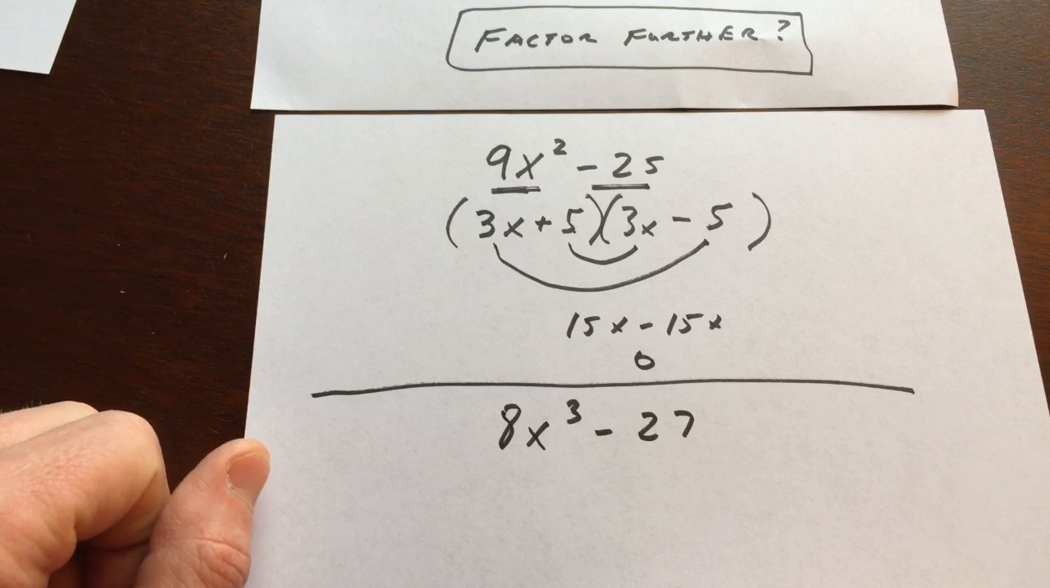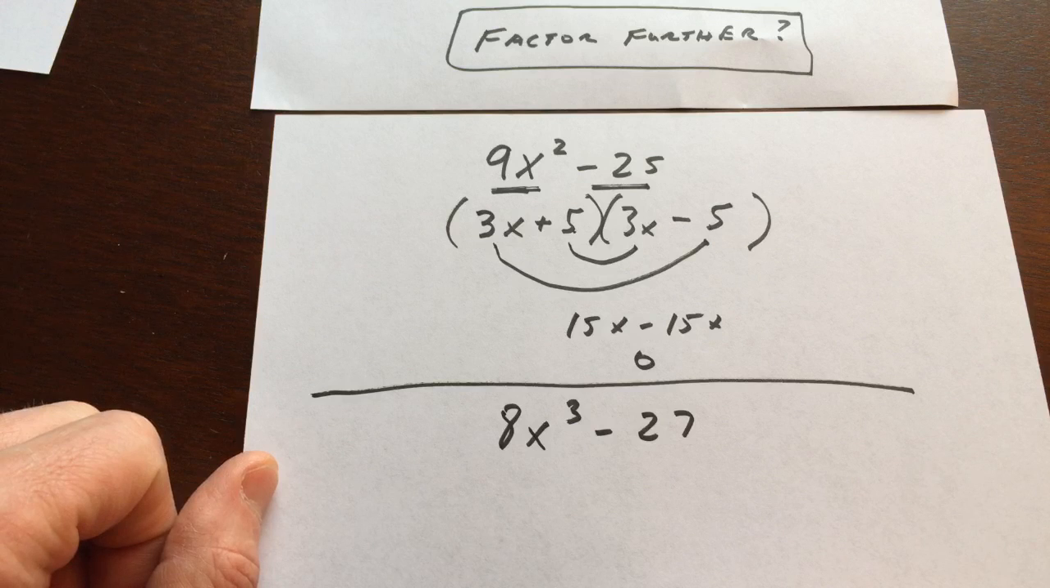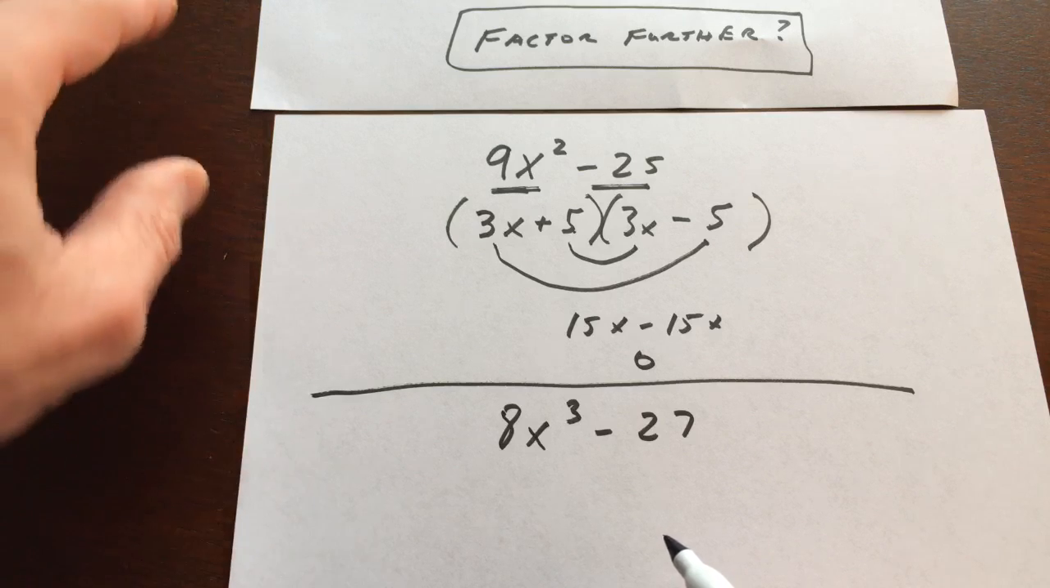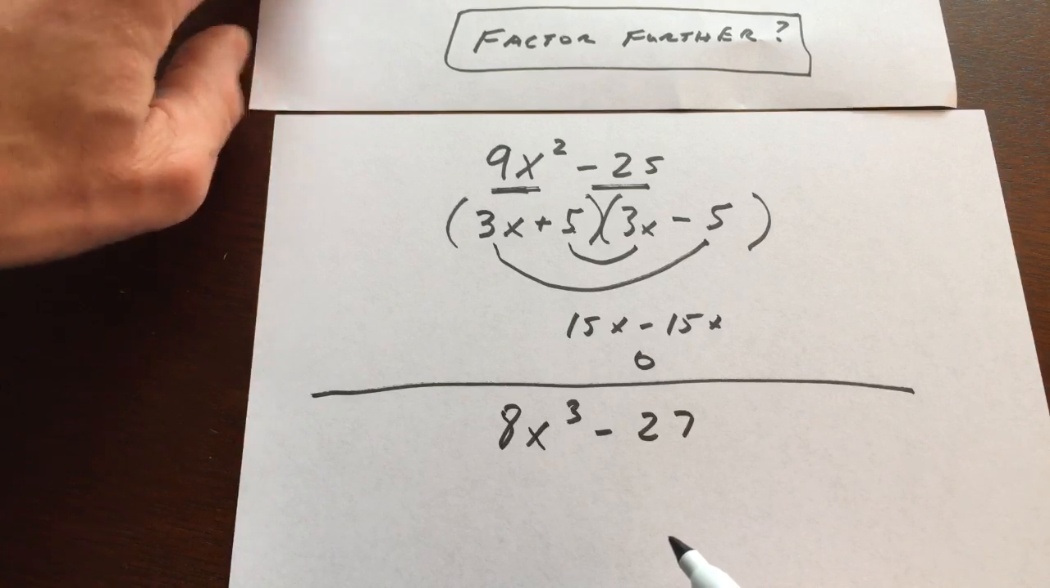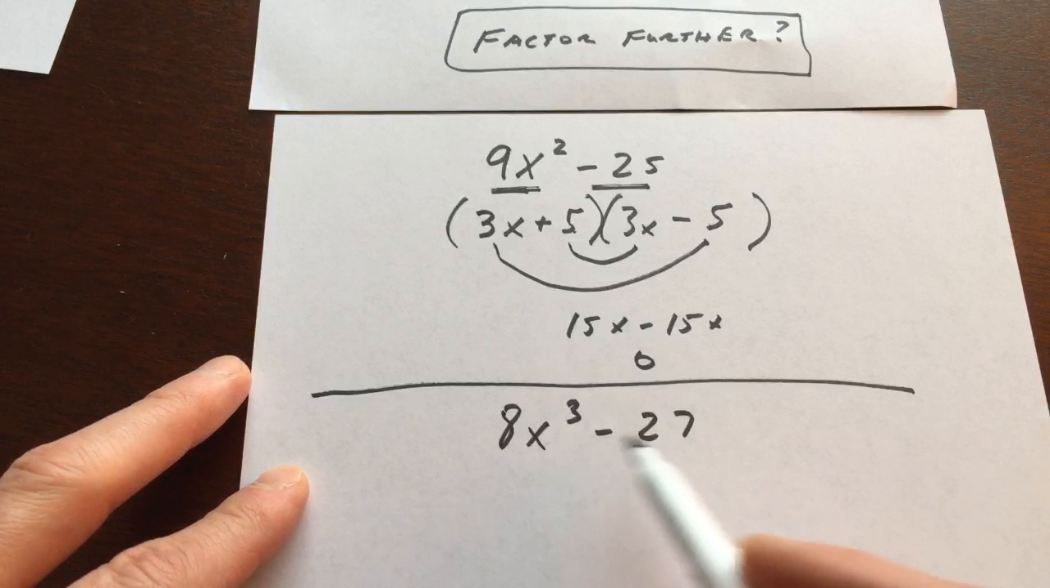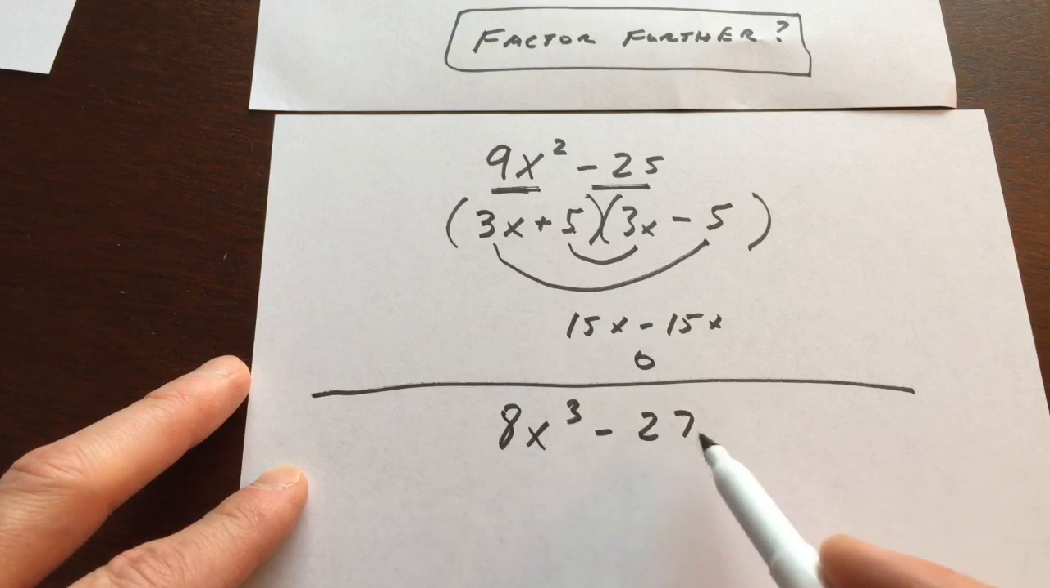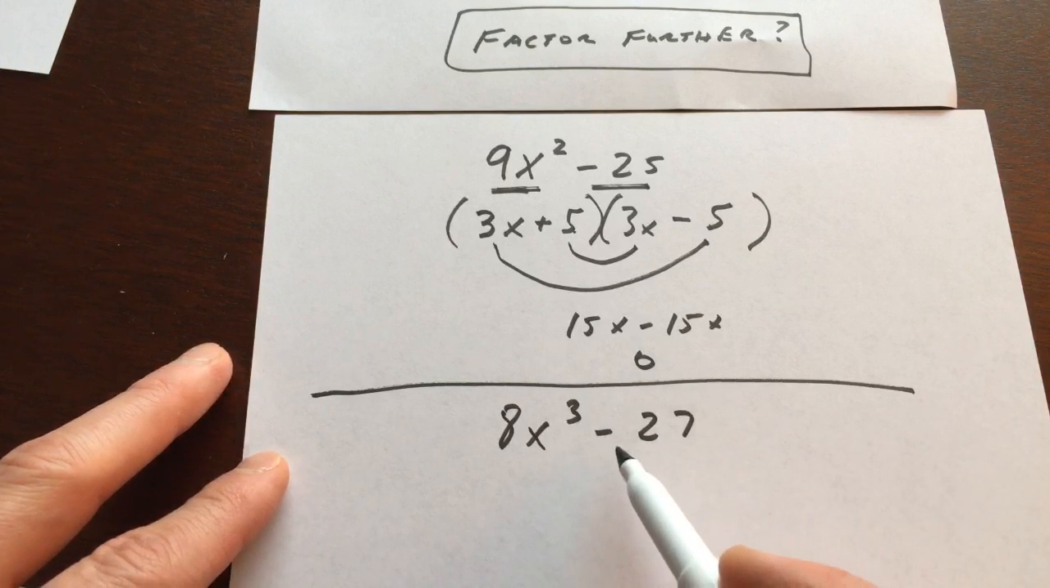Anything we can divide out of 8x cubed or 27? You guys figuring it out? So it doesn't look like there's a greatest common factor. It doesn't look like there's anything we can divide out of 8 or 27. This one has x cubed. This one doesn't have any x's. So there's not a greatest common factor.